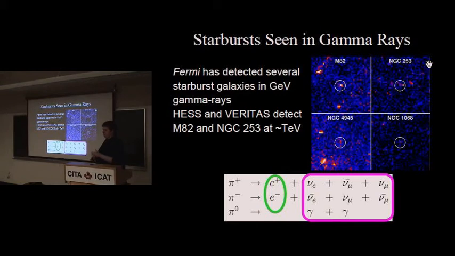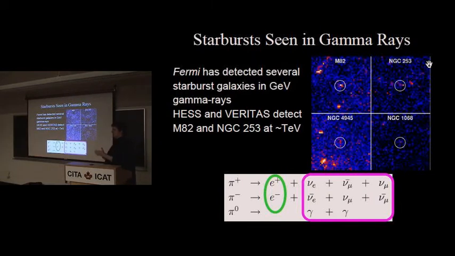The final way we could try to look at these things is to look for the gamma rays. So if you really do have these secondary electrons and positrons, you must also have pionic gamma rays. When the protons produce these pions, in addition to these electrons and positrons, they also produce neutrinos and gamma rays.